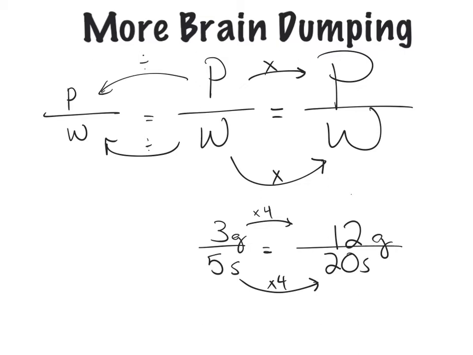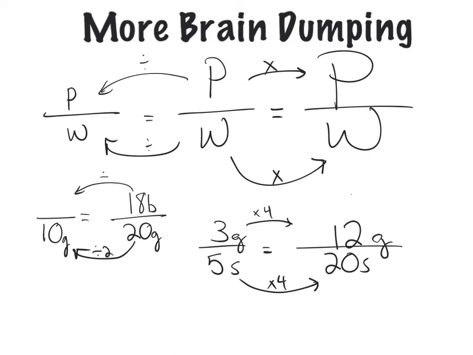So sometimes you could also have, let's say, 18 boys to 20 girls. But they want to say, well, what if you only have 10 girls? How many boys would you have? This would be going down to the smaller side. We would have to divide. So divide by 2, and 18 divided by 2 is 9. So you'd have 9 boys.